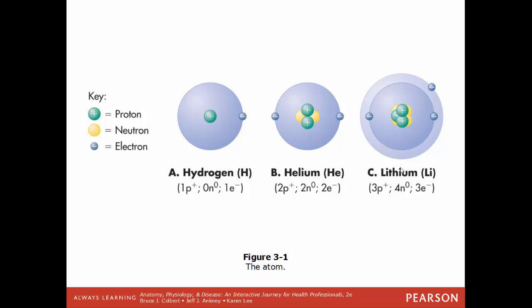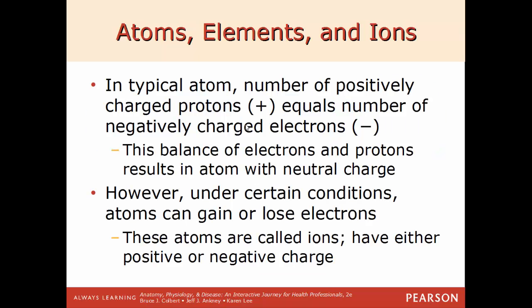So in this illustration, lithium has 3 electrons here, helium has 2, and hydrogen has 1. Now in a typical atom, the number of protons, which are positively charged, will equal the number of electrons, which are negatively charged. So they balance out. So in a typical atom, there's going to be no charge. It's going to be a neutral charge.